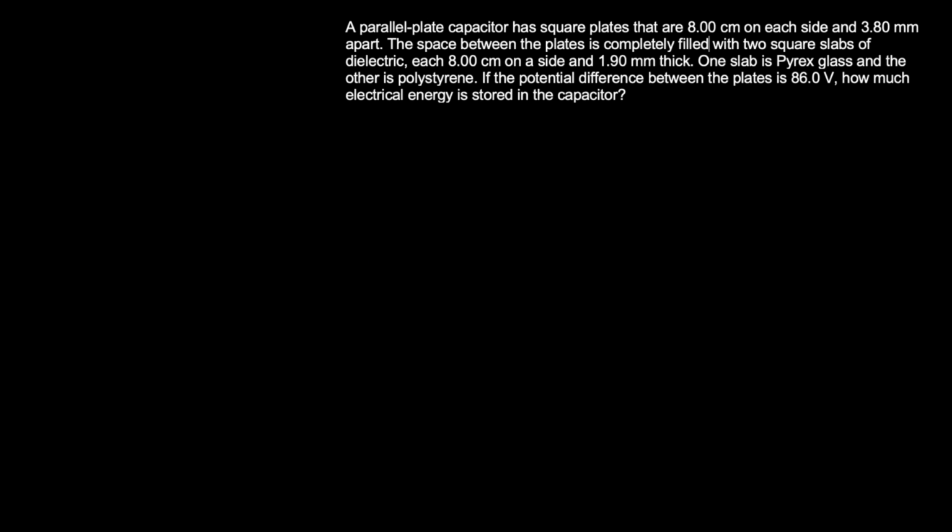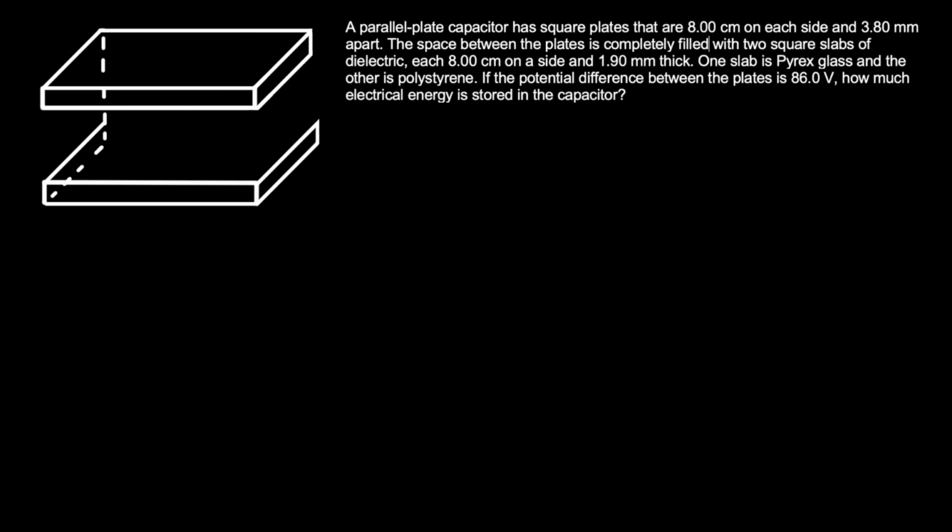So here we have a parallel plate capacitor with square plates 8 centimeters on each side and 3.8 millimeters apart. The space between the plates is completely filled with 2 square slabs of dielectric, each 8 centimeters on a side and 1.9 millimeters thick. One slab is Pyrex glass and the other is polystyrene. If the potential difference between the plates is 86 volts, how much electrical energy is stored in the capacitor? Okay, so first let's start off by drawing a diagram here.